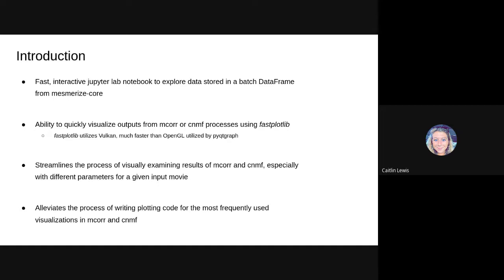And so the goal or hope for mesviz in the future, which is a work in progress at the moment, is that you would be able to easily look visually at these outputs. For example, for MCore, what each motion corrected movie output looked like for the same input movie, but with differing parameters. So that you would easily be able to decide what parameters work best and move forward with into CNMF. Basically it alleviates the process of writing plotting code for these visualizations over and over again, which can end up being really tedious.